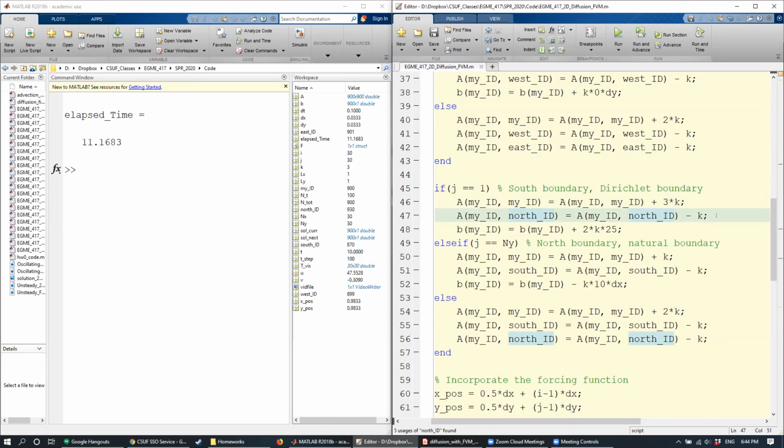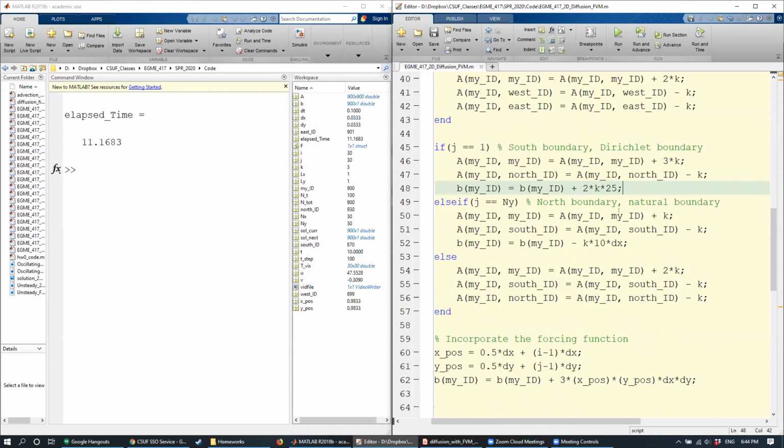And then for the north neighbor coefficient, we have just a minus k. Because remember, if we're on the south boundary, we don't have a south neighbor. So we only need to add a coefficient for the north right here. And then on the right-hand side, we add our Dirichlet boundary condition like this. And then for the north, this is a typo.